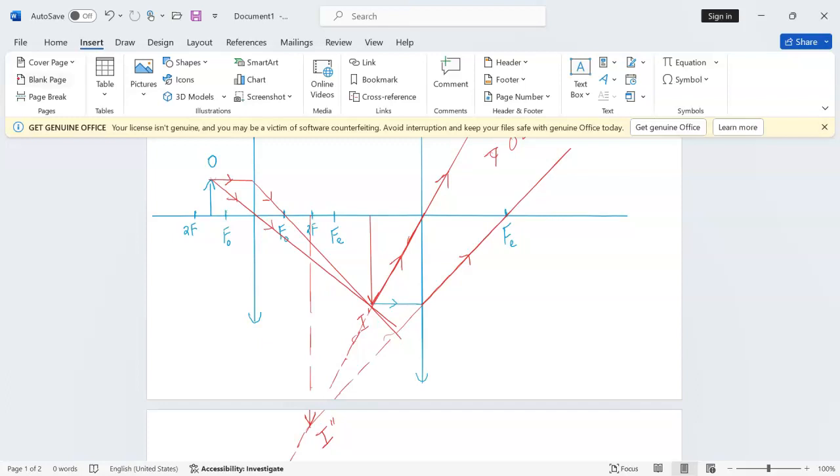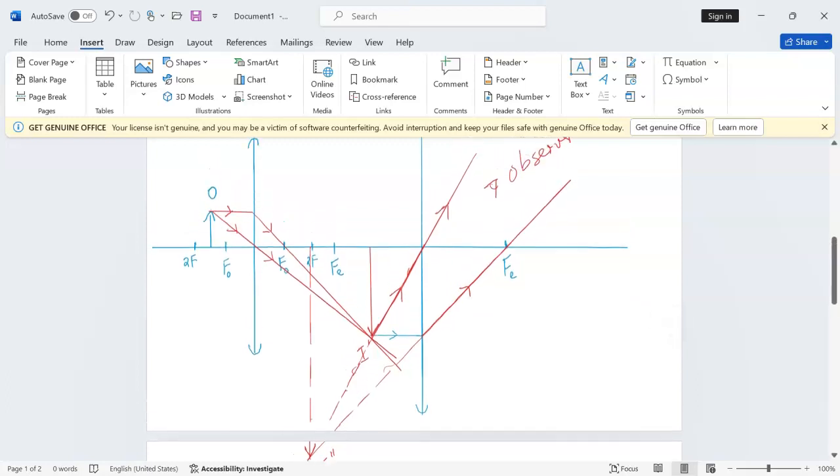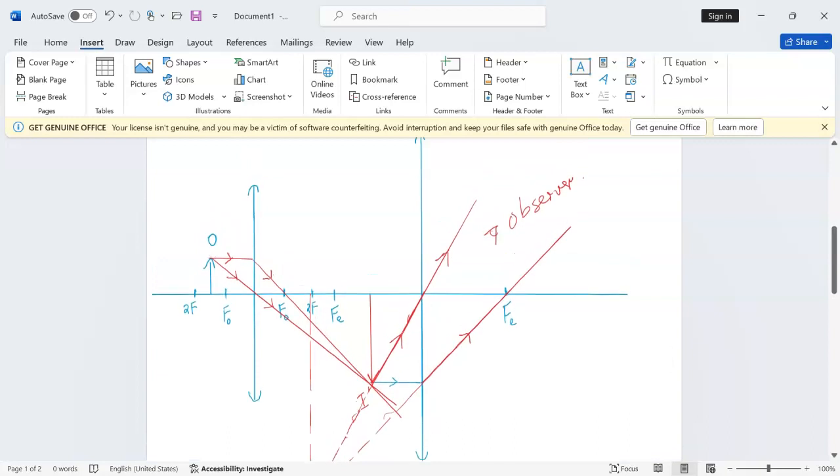So we have the object at this point. The object got refracted and magnified a little bit. Then there is a further magnification of the same by the second lens. And that is how the second image is formed by the compound microscope.